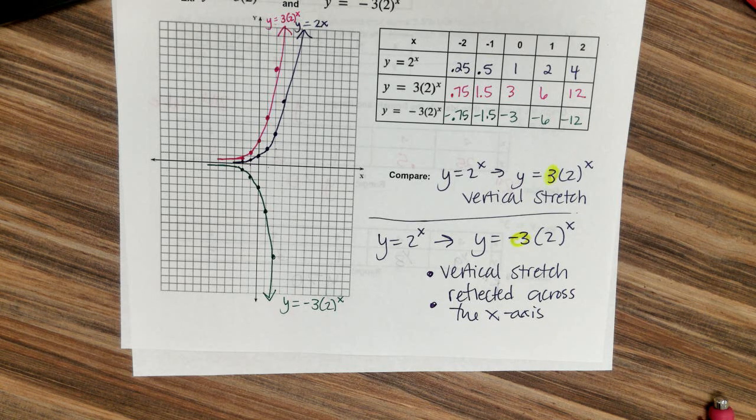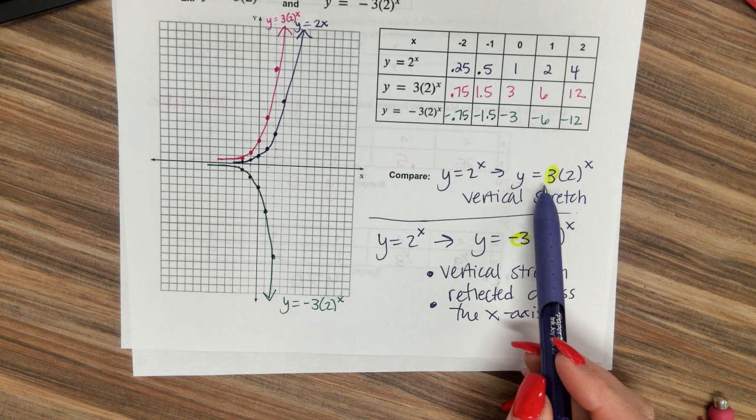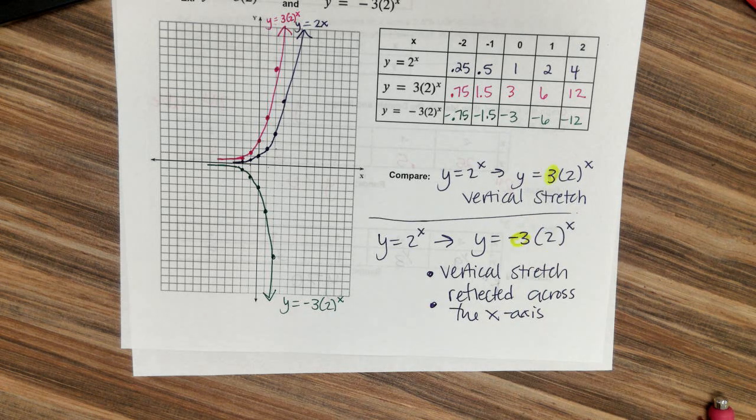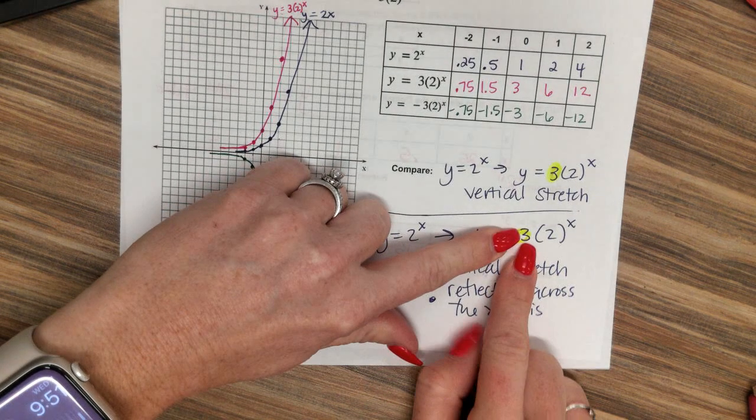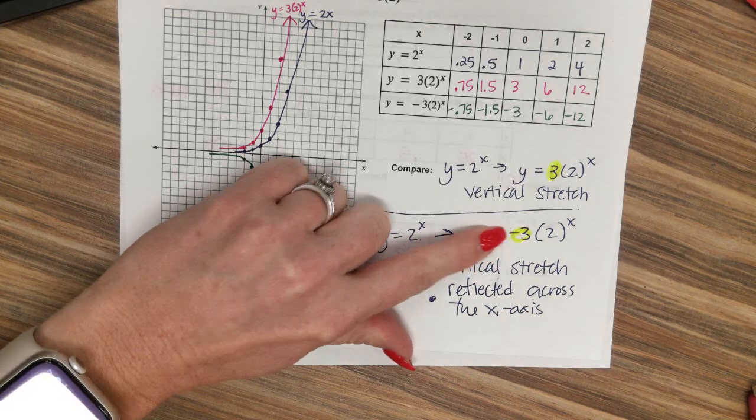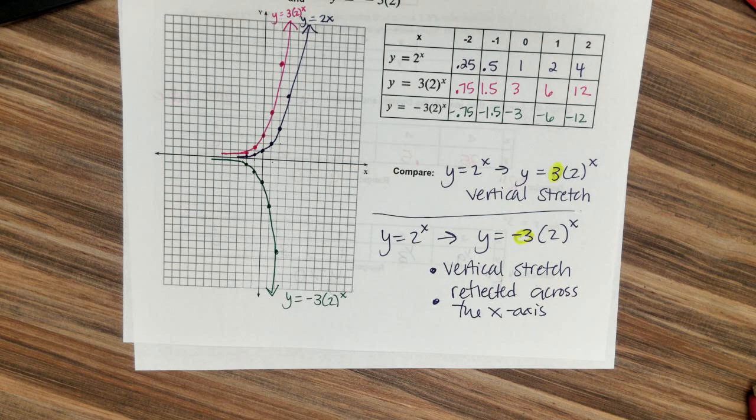So just so y'all know, if they put a number in front that's greater than 1, it's a vertical stretch. If they put a number in front that has a negative, but the number is still greater than 1 if you took the negative off, it's a vertical stretch, and then the negative made it flip.